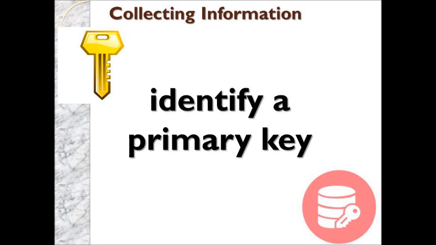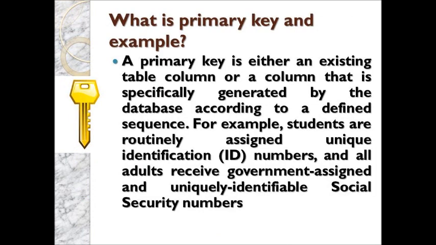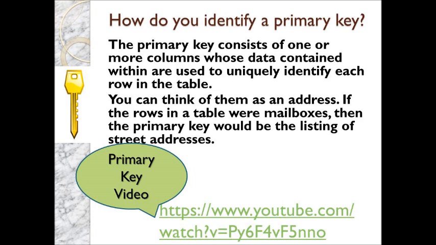Then the next topic we have is identifying a primary key. How can we identify a primary key in a table? The primary key consists of one or more columns whose data contained within are used to uniquely identify each row in a table. You can think of them as an address. If the rows in a table were mailboxes, then the primary key would be the listing of street addresses.